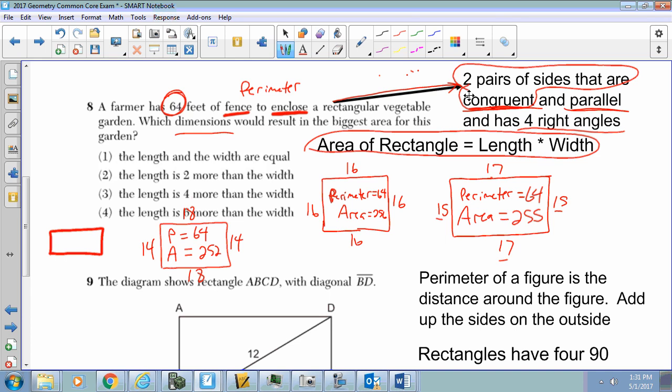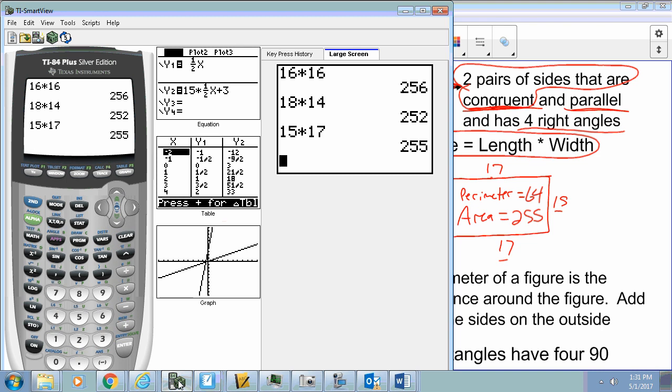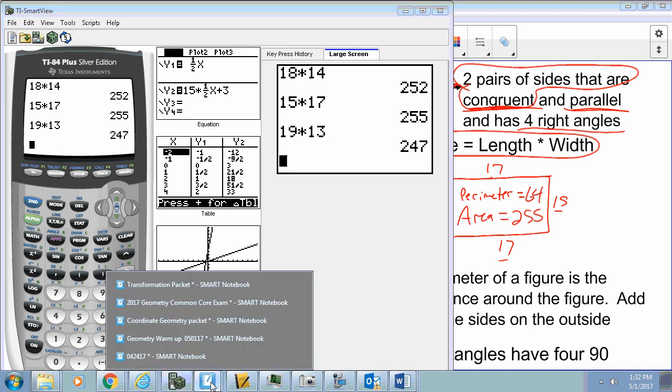All right, and then the last one, it says the length is 6 more than the width, so that would be 19 and 13, which gives you still a perimeter of 64, but your area is equal to 19 times 13, which is 247.